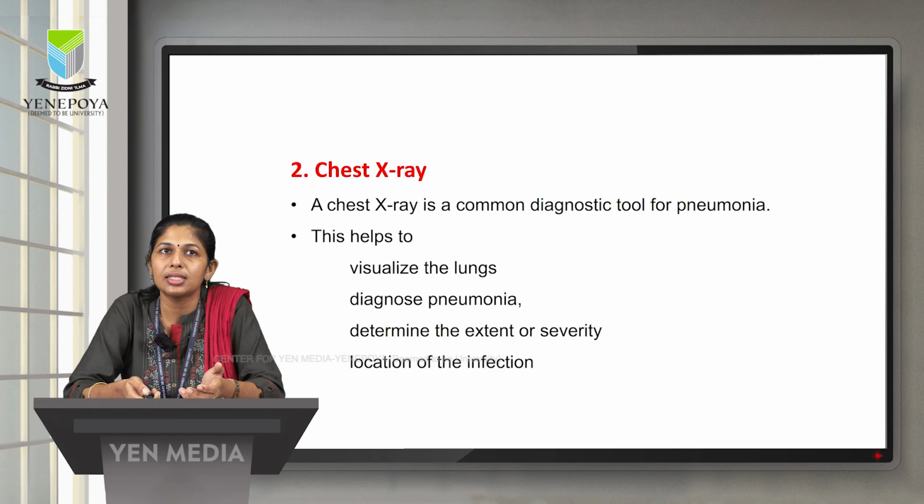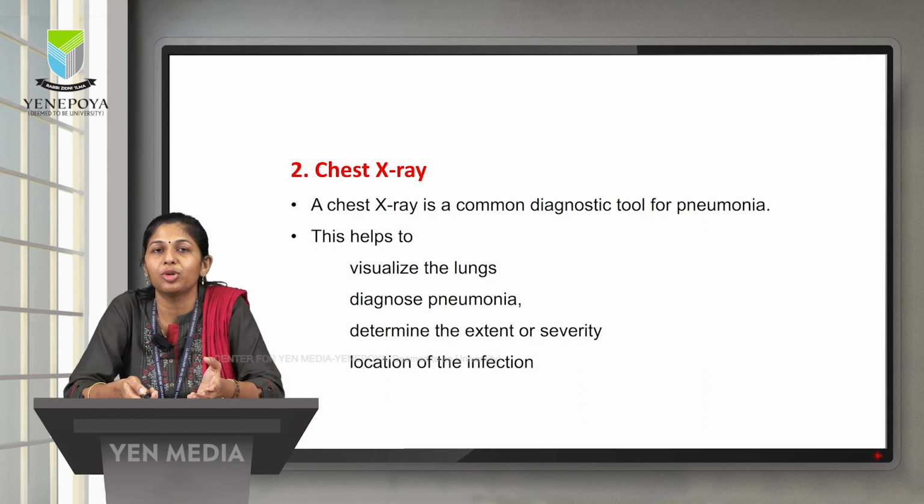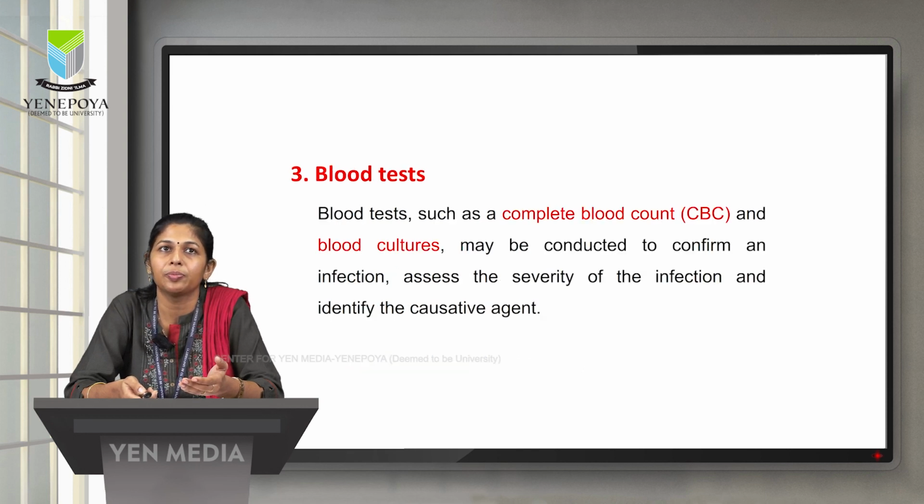Then the next one is chest x-ray. A chest x-ray is a common diagnostic tool for pneumonia, which helps to visualize the lungs, to diagnose pneumonia, and to categorize different types of pneumonia. For example, in the anatomical classification, we have seen different types of pneumonia, especially lobar pneumonia, which can be diagnosed through chest x-ray. Apart from that, we can determine the extent of severity of disease. Location of infection also can be detected through chest x-ray.